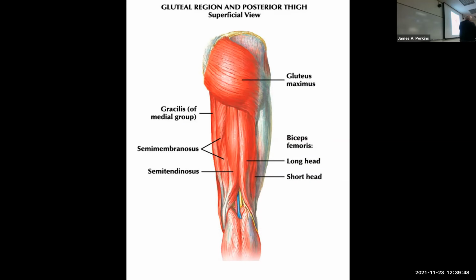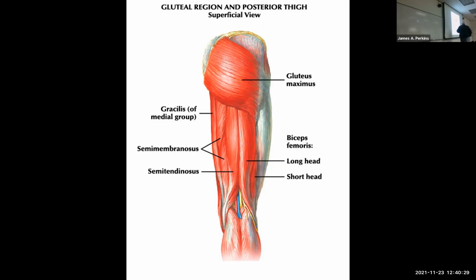I'm going to walk through the entire gluteal region first, and then go back a few slides and revisit the posterior thigh. So let's focus just on the gluteal region, starting with the gluteus maximus. It has a somewhat complicated origin because it originates from several different structures. Part of it is originating from the iliac crest.